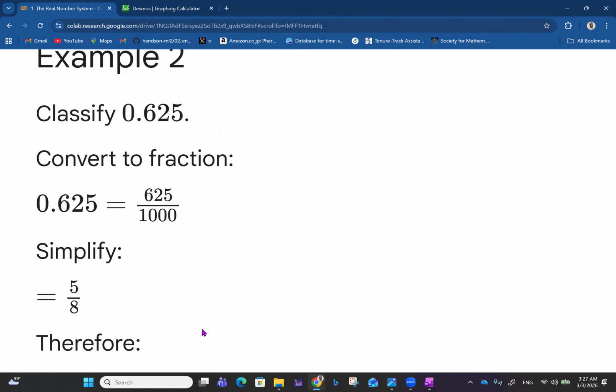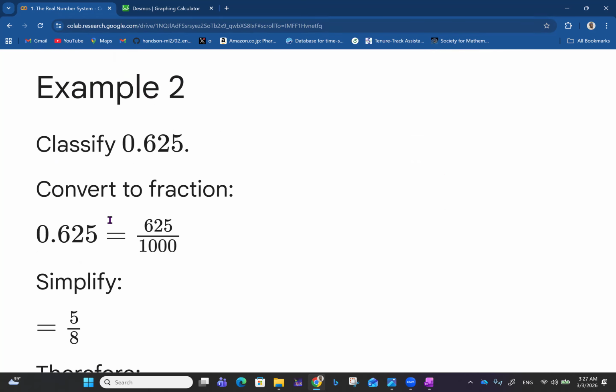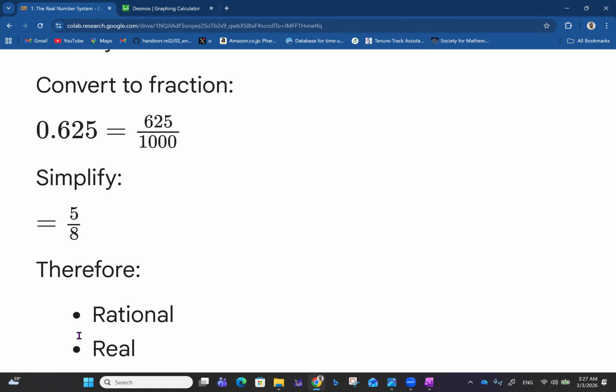Example 2. Imagine you want to classify 0.625. So you can convert it to a fraction, as 0.625 is 625 over 1000. And if you divide through by 25, you get 25 in 625 is 25, 25 in 1000 is 40... Therefore, it is rational and it is also real because all rational numbers are real numbers.